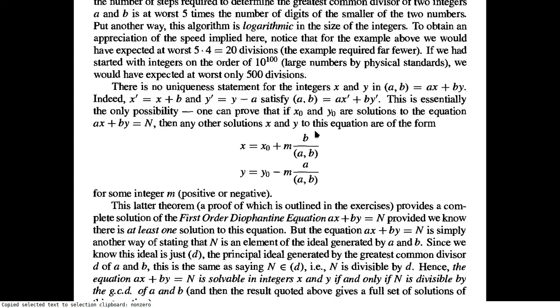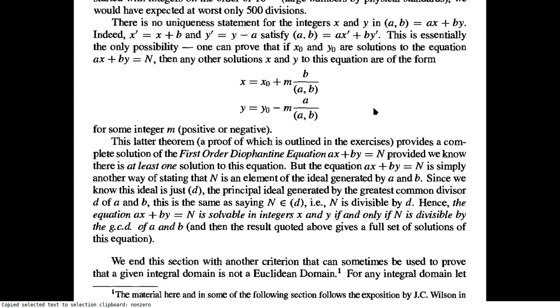But you can translate this into the language of ideals. This equation is simply another way of stating that N is an element of the ideal generated by A and B. Since we know that this ideal is generated by D, the GCD, saying N is in the ideal is the same as saying N is an element of the ideal generated by the GCD. That is, N is divisible by the GCD. This is an important thing about Diophantine equations: they're solvable in integers X and Y if and only if the GCD of A and B divides the value N.